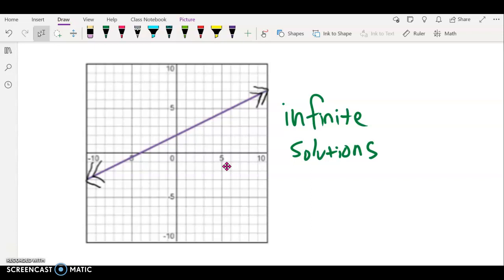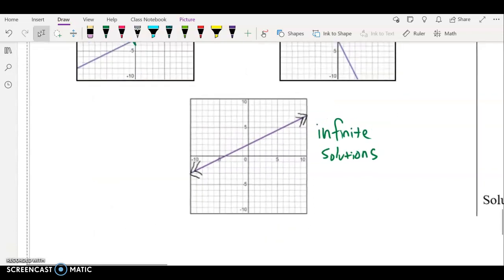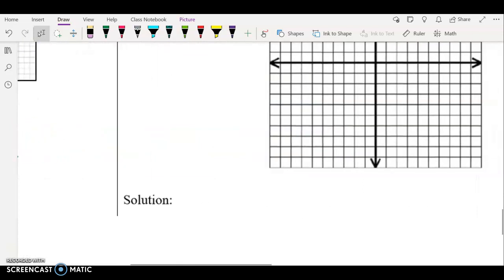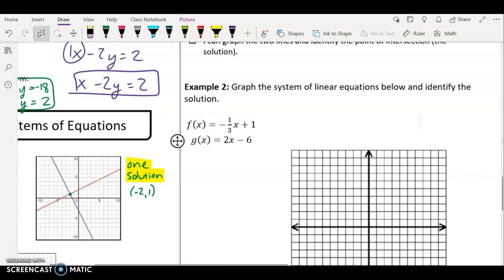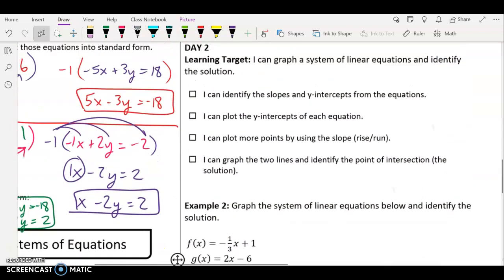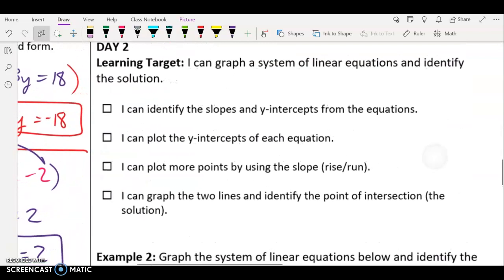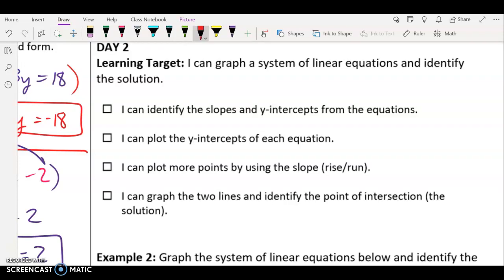So today, we are actually going to graph lines ourselves, where we are given the equations, and we are going to graph them and identify the solution. So we actually know how to do a lot of these things already. Our learning target today is I can graph a system of linear equations. So graphing, yay, and identifying the solution, okay?